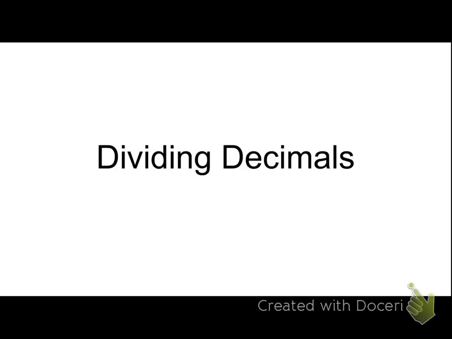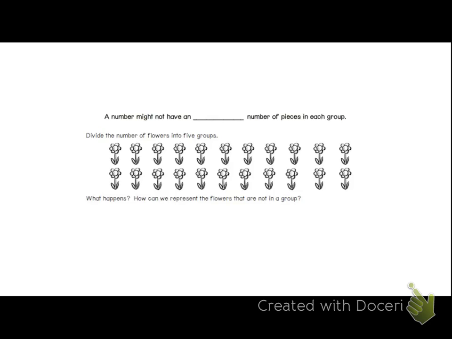Today we're going to be dividing decimals by whole numbers. So let's fill out these notes real quick. It says a number might not have an equal number of pieces in each group. So let's look and see what that means using this picture.